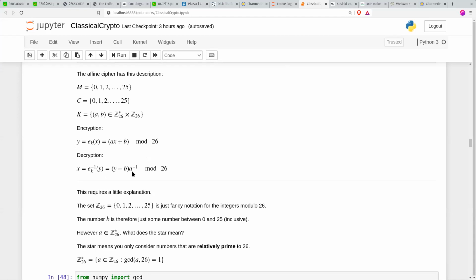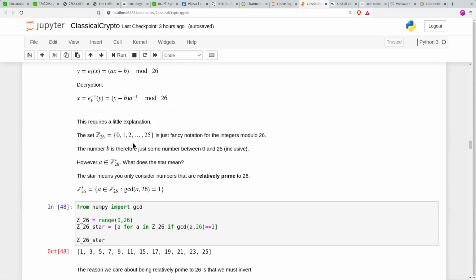So it's this a inverse thing that creates the requirement that a has to be a little bit special, because not every number modulo 26 can be canceled or divided out. It's just special numbers. So here this makes it a little bit more plain. So Z sub 26 is the integers mod 26. So it's 0 to 25 is the simplest way to think of it. So b is just some number between 0 and 25. But a is in Z26 star.